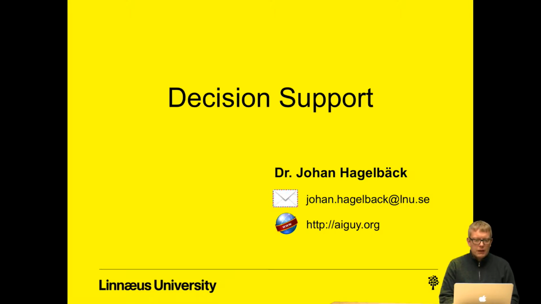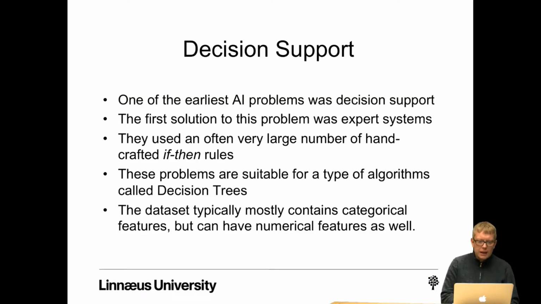The topic of today is a machine learning task which we can call decision support. My name is Johan Hagelbeck and I'm a senior lecturer at Linnaeus University. One of the earliest AI problems were decision support, and the first solution to this problem was expert systems.